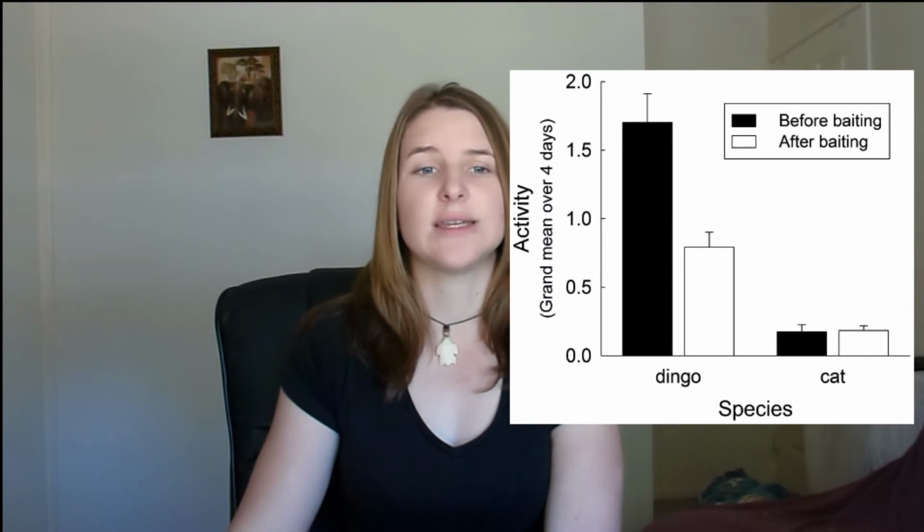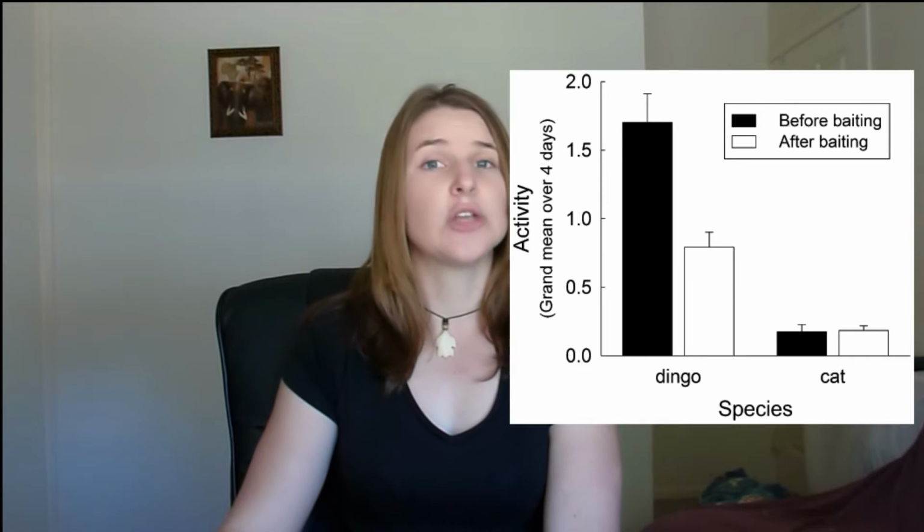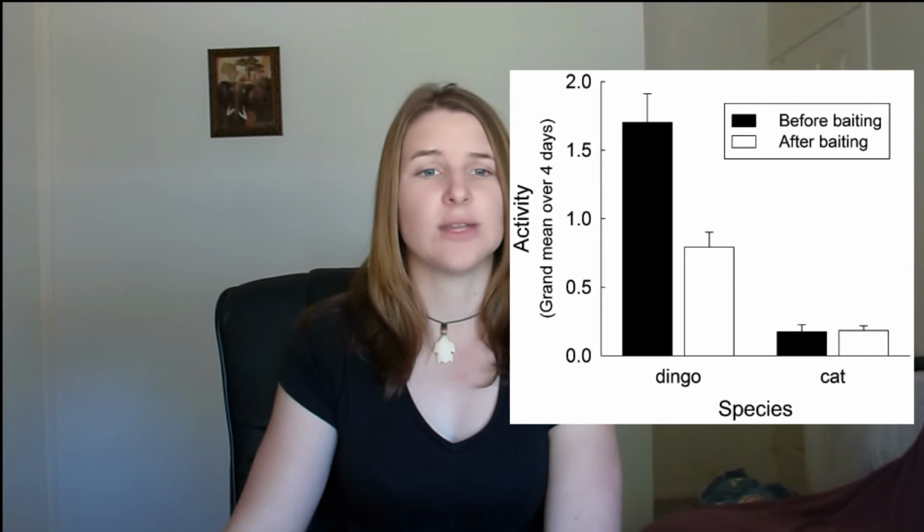When the grand means of these were calculated, it was seen that cat activity was low, while dingo activity was approximately 7 times higher. These results were used to produce mixed models which highlighted a negative correlation between the two. When the results from the baiting experiment were analysed, it saw a 55% decline in dingo populations at these sites, yet no corresponding change in cat activity.